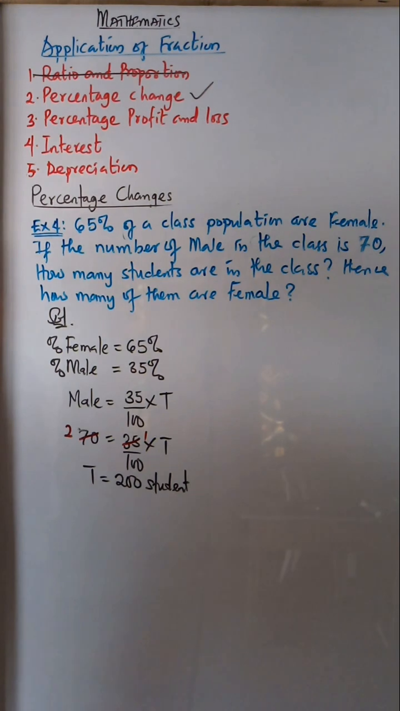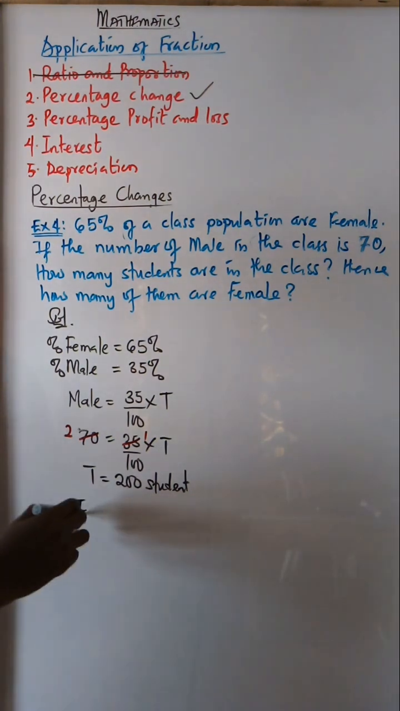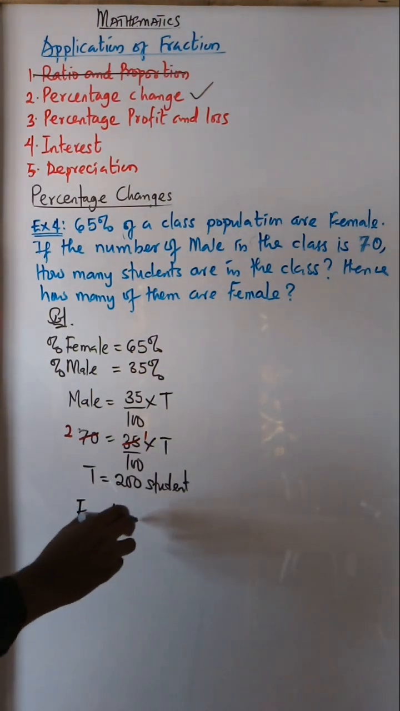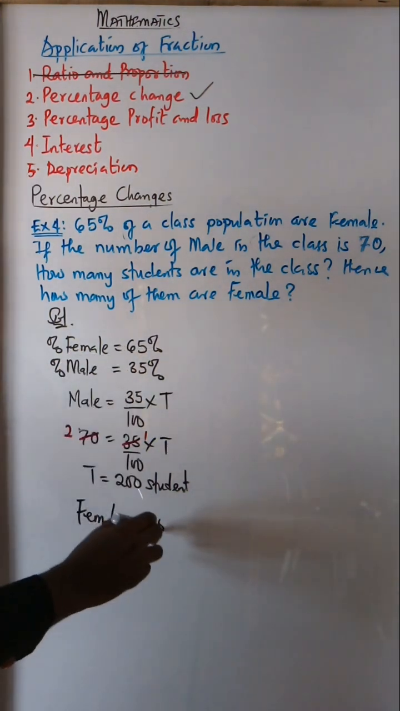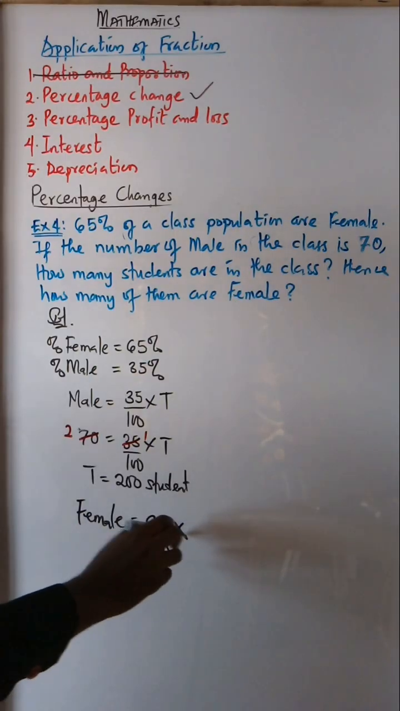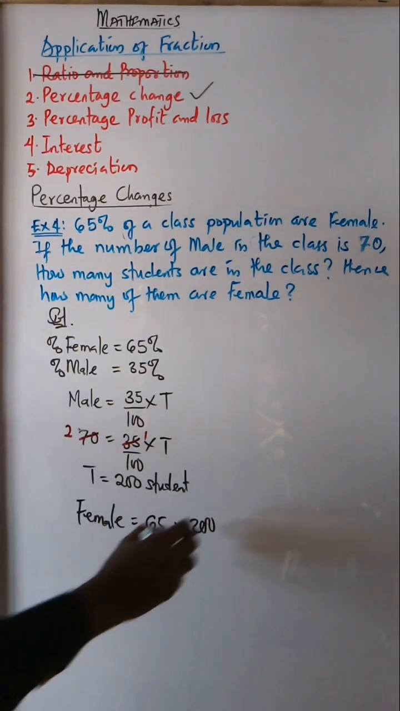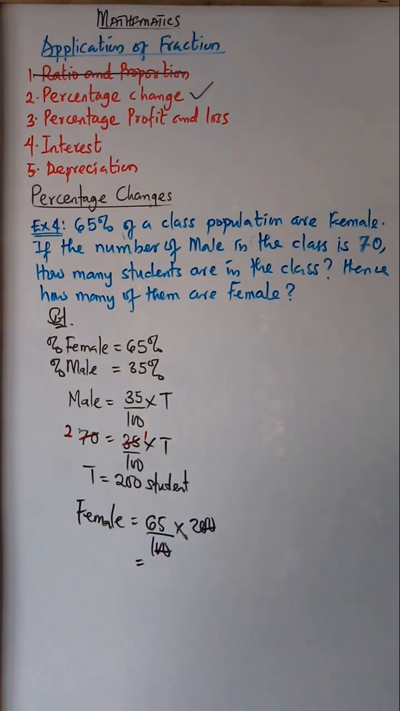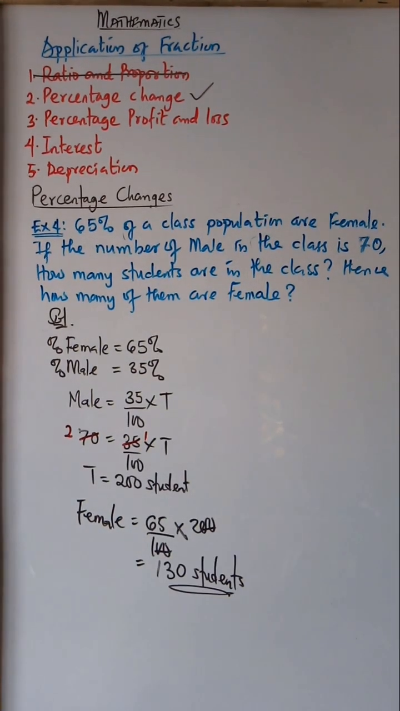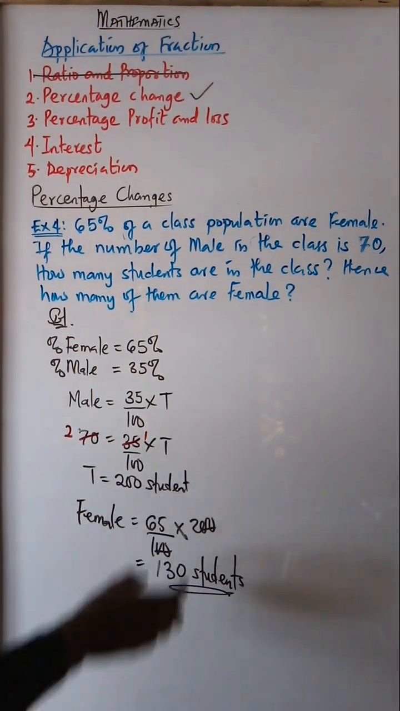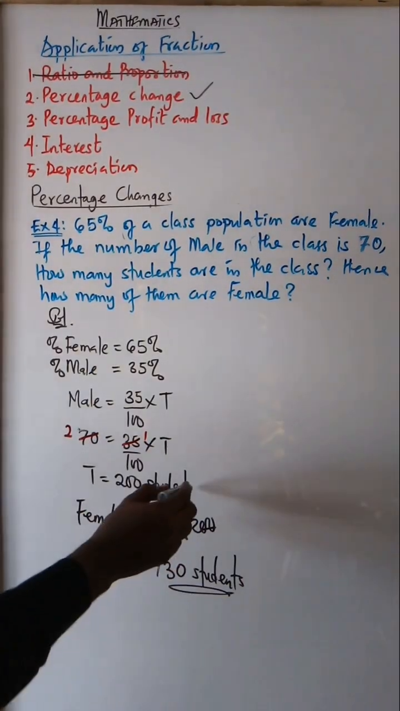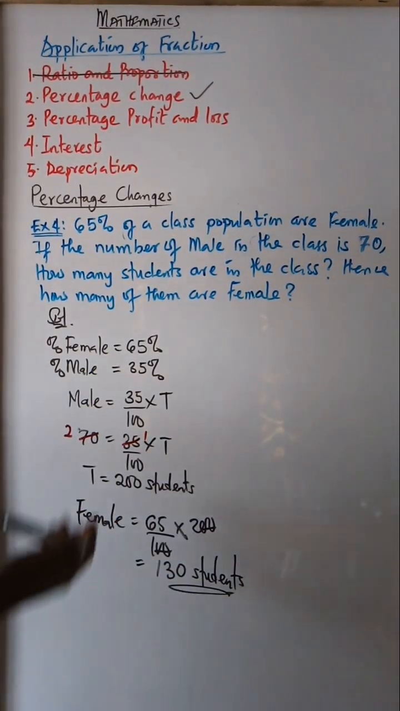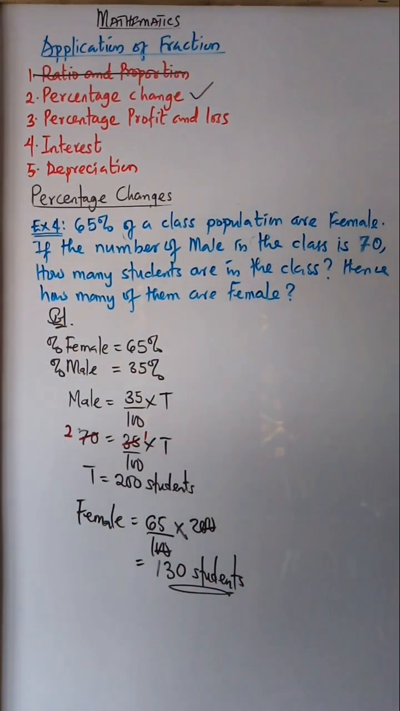Hence, how many of them are female? So the female in the classroom will be what? 65% of the total population, which is what? 200. 2 zeros, 2 zeros. 65 times 2 is 130. So it means out of the 200 students, 130 students are females and 70 are male, as given in the question.